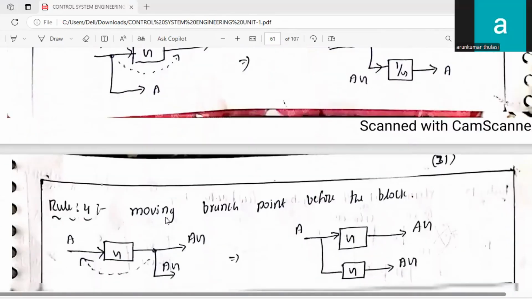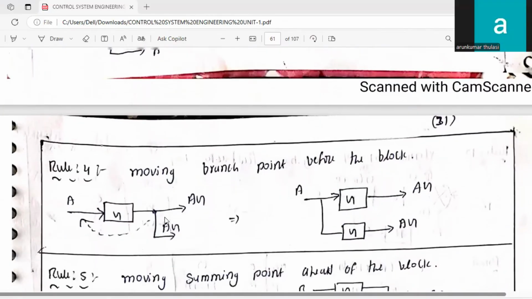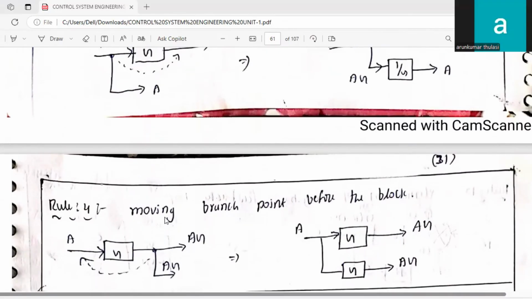Now let's see rule number 4, moving the branch point before the block. That is, we have to bring this branch point backwards along the path. See here, this is the branch point in this position, so we have to bring this branch point from here to here, that is before the block. Now here the gain value is 1. When it is moving from here to here, that is before the block, that value is changed to G. So we'll get the same output AG and AG.